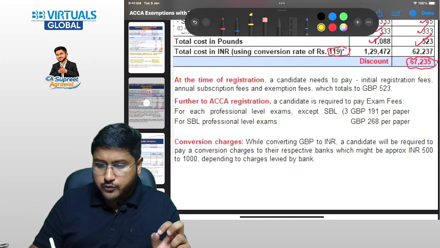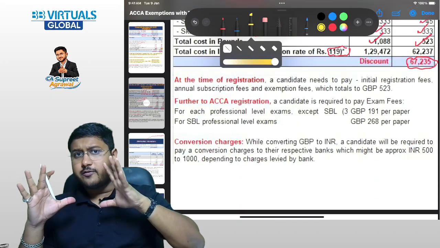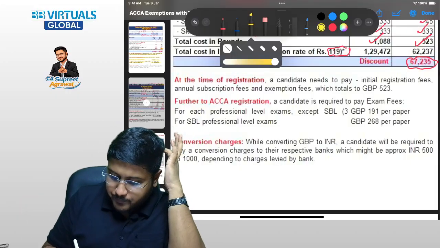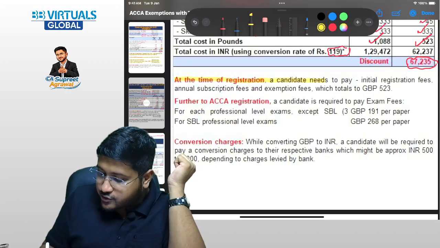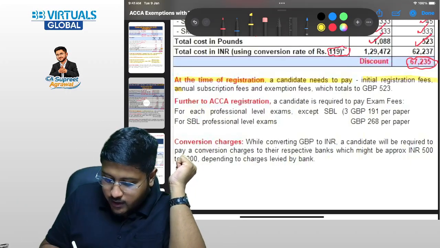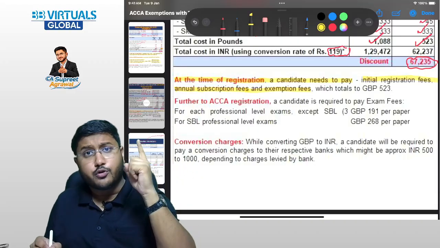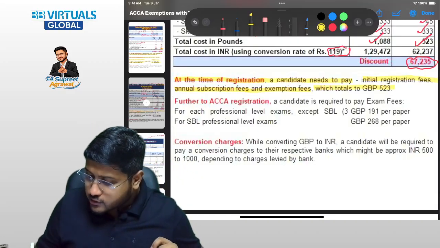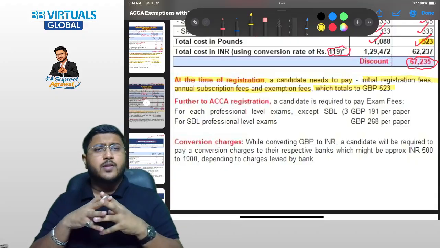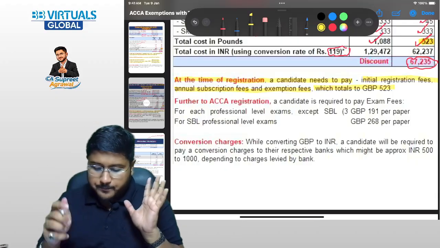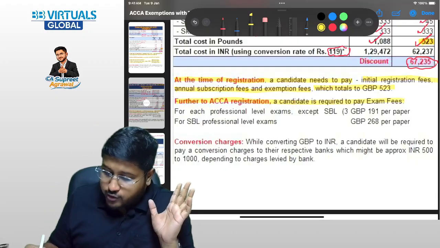Now, certain notes for you, my dear friends. This note is going to be very, very important for you, so let's try to understand. At the time of registration, a candidate needs to pay what? Initial registration fees, annual subscription fees and exemption fees. Okay, these three are very, very important, which totals to 523 GBP, that is the pounds that we have taken from here. Now, further to ACCA registration, you will have to incur the exam fees.